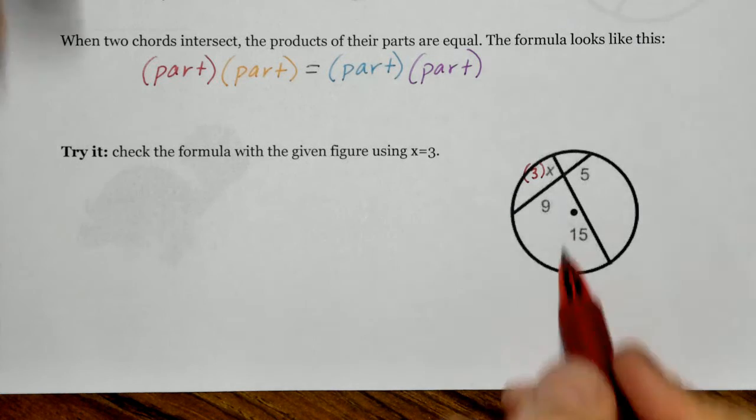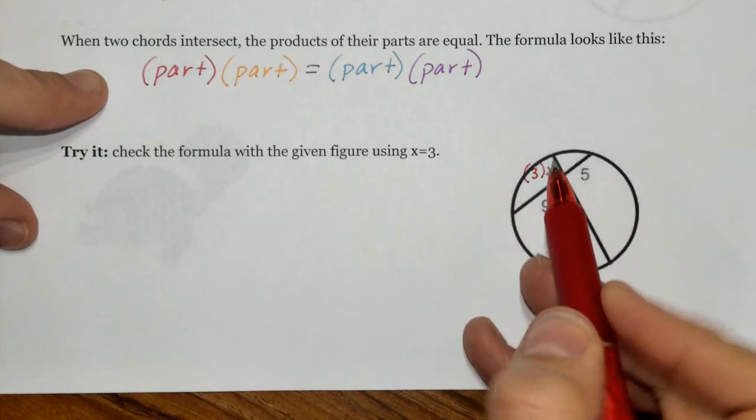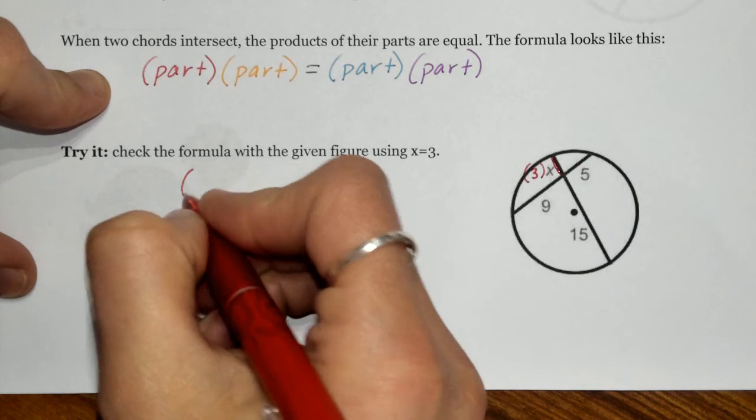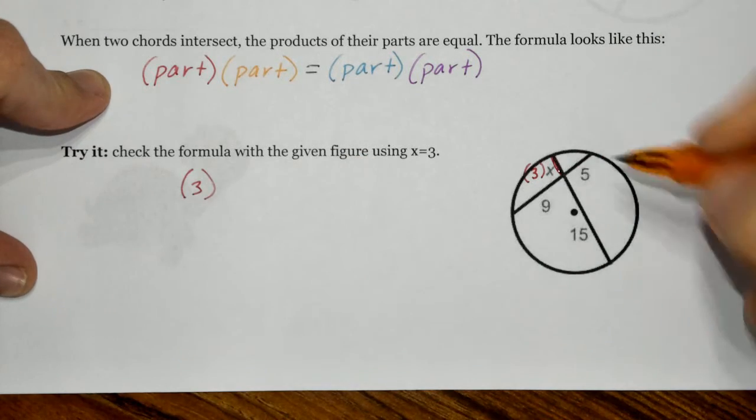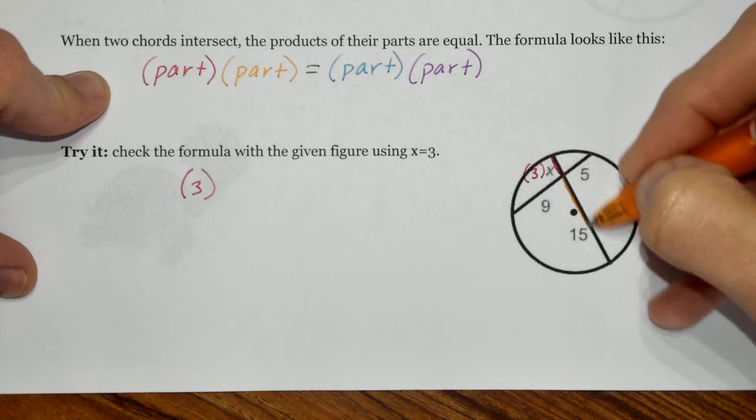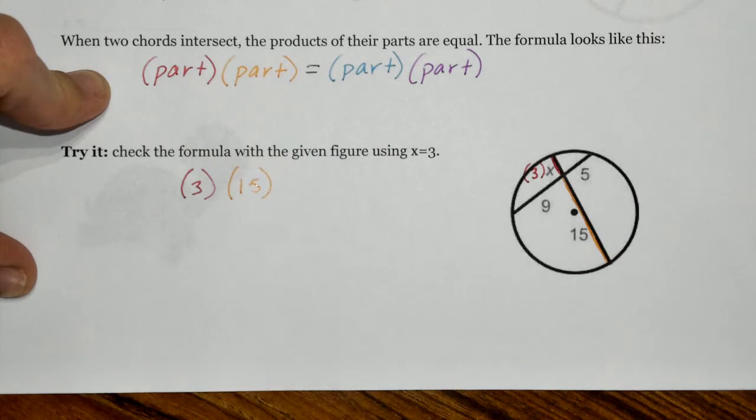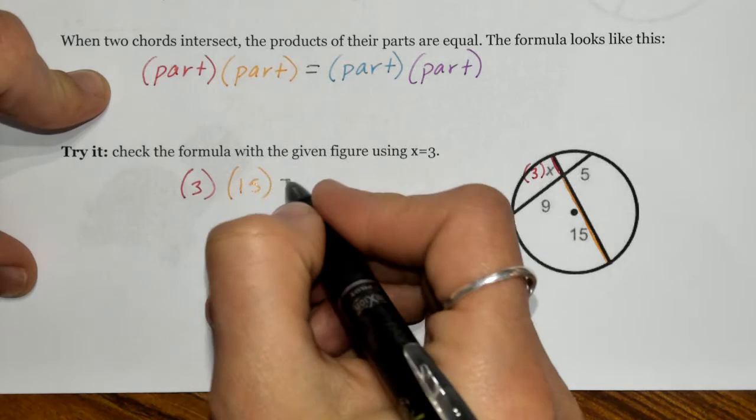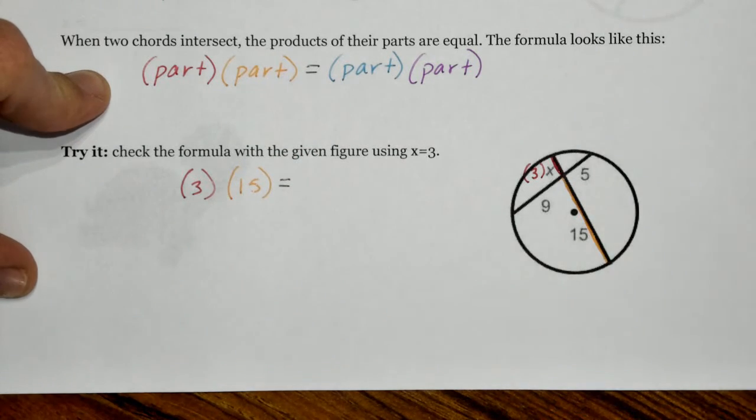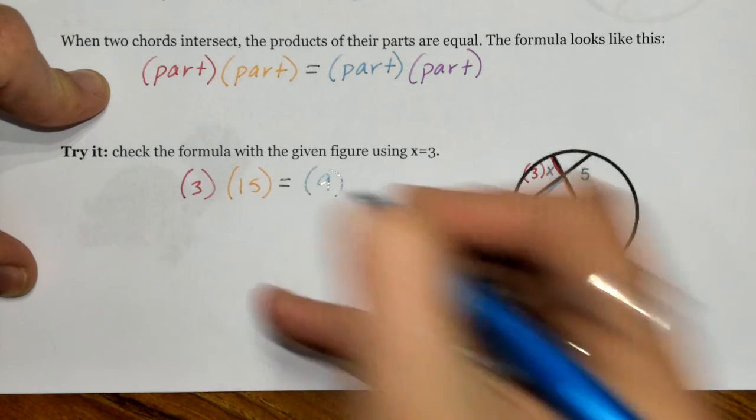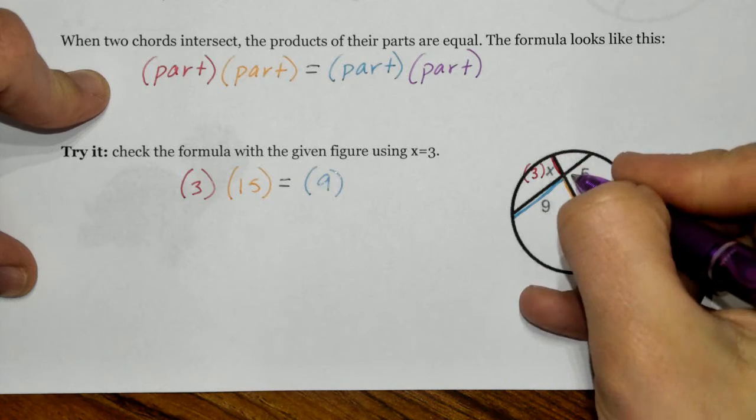What I mean by that is the first part is going to be right here, 3. The next part, and you have to stay on that same chord, is going to be right here, 15. So 3 times 15. And we're going to set that equal to the other two parts here. 9 times the 5.